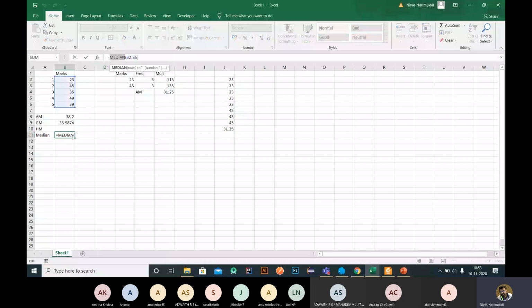So there are a few functions. We discussed the sum function, the count function, and to find the geometric mean we have the GEOMEAN function, and to find the median you have the MEDIAN function. For the rest of the equations you need to use the plain mathematical operations; there is no defined function. So that is median. And what is mode?